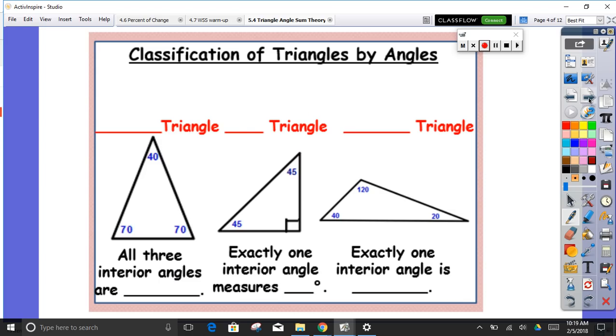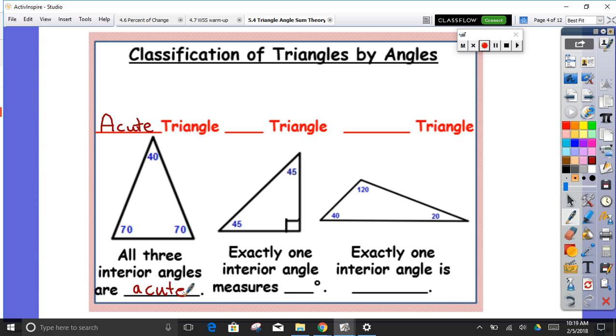Okay, so the first is classifying triangles by angles. I'm going to see how much of this you know. Anybody know what we would call this triangle based on its angles? Irene? Acute triangle. An acute triangle. Good. In an acute triangle, all three of the interior angles are acute. What does acute mean in terms of angles? Adria? They're smaller than 90 degrees. So all of the angles are smaller than 90 degrees.